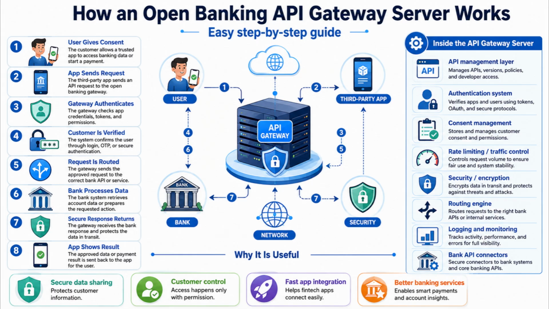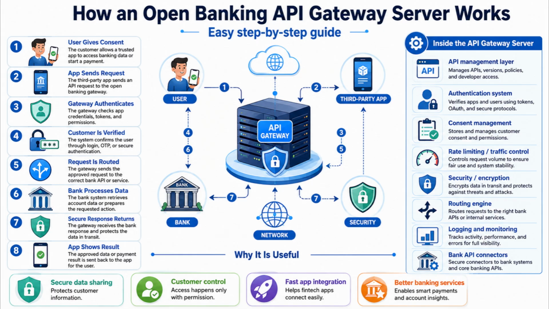The system may confirm the user through login details, OTP, strong customer authentication, or another secure verification method. This ensures that the person giving access is the real account holder and that the request is genuine. Once both the app and the customer are verified, the request is routed.